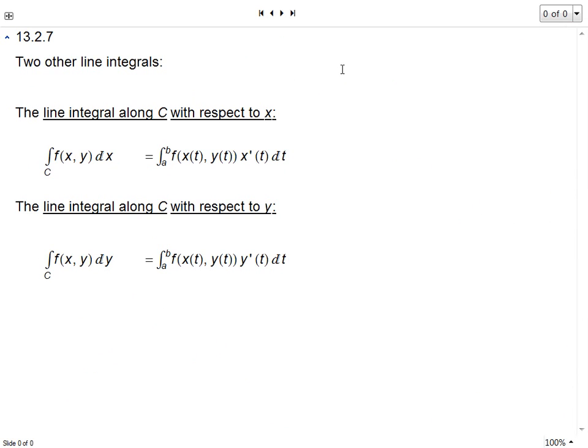Okay, so now we are going to move on to two other types of line integrals. We have what's called the line integral along a curve C with respect to x and a line integral along C with respect to y. Can anyone tell what's happening here? This is pretty much the same exact formula we just had with one exception. We have dx instead of ds, right? And dx is defined to be x prime t dt.